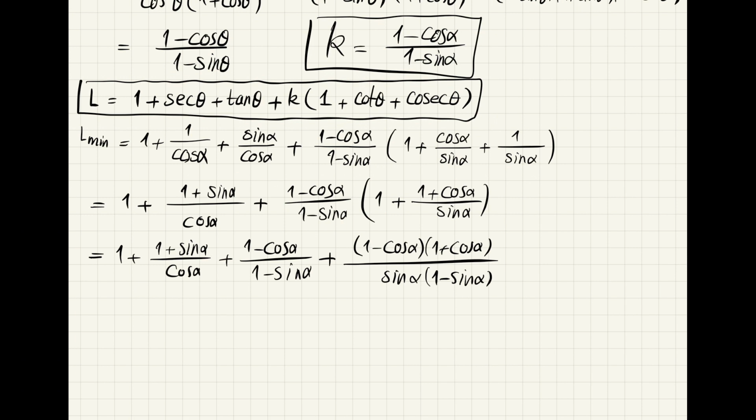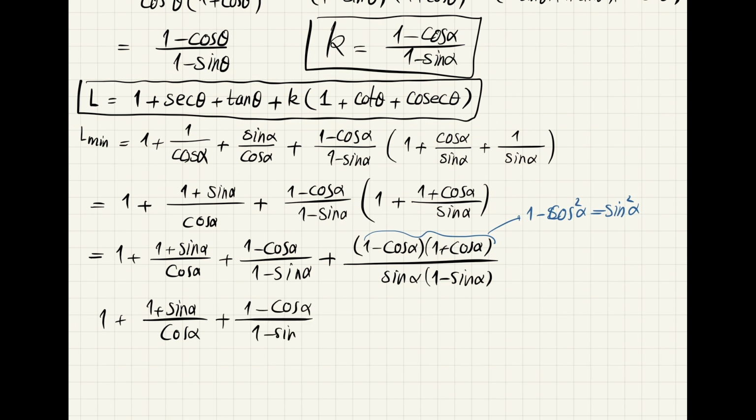But this expression is 1 minus cosine squared alpha, which is sine squared alpha, and then one of these sine alphas and this sine alpha are simplified. So what I get is 1 plus sine alpha over cosine alpha, plus 1 minus cosine alpha, 1 minus sine alpha, and finally I will get sine alpha divided by 1 minus sine alpha.